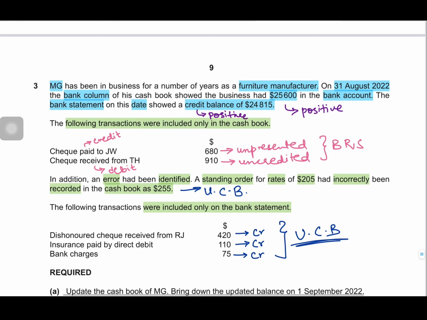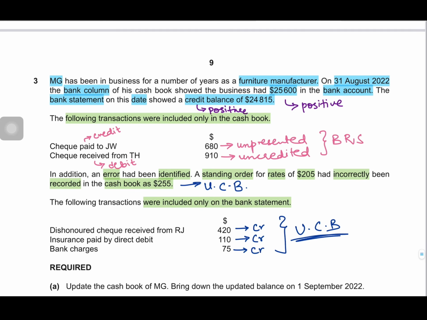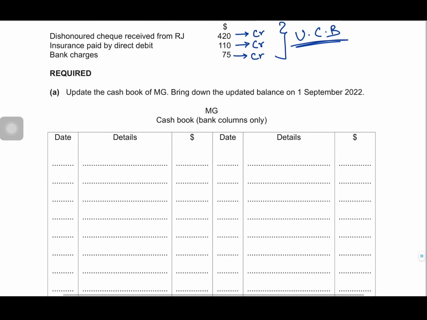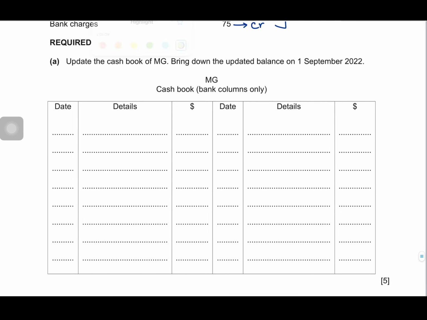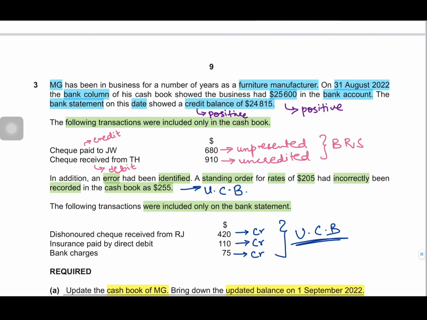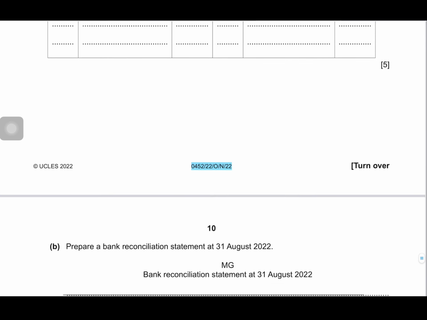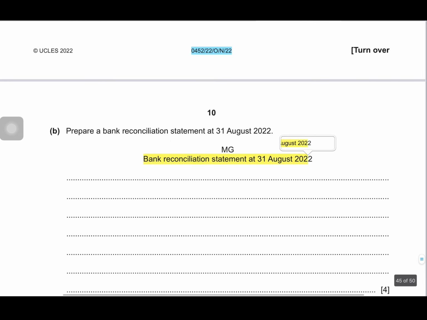So this is how we read the question. This is how we identify which item requires adjustment and in which statement. Now the requirements are, in part A, we are required to update the cash book and bring down the updated balance on 1st September 2022, as all the adjustments will be made on 31st August 2022. And in part B we have to prepare the bank reconciliation statement, right?